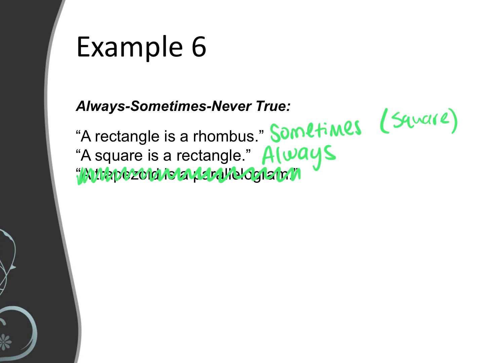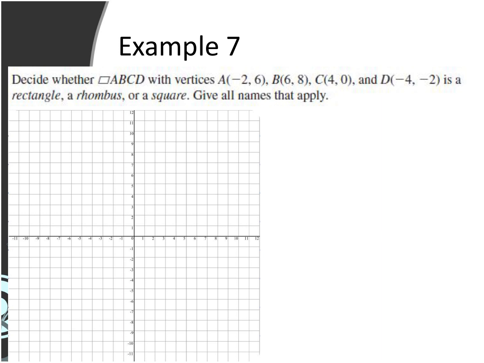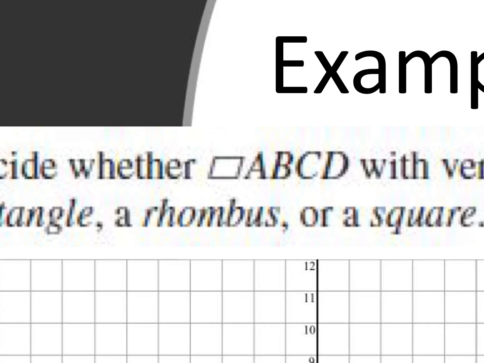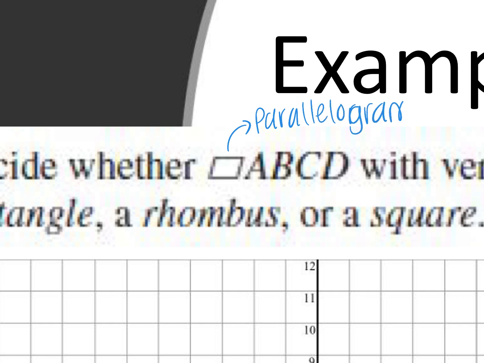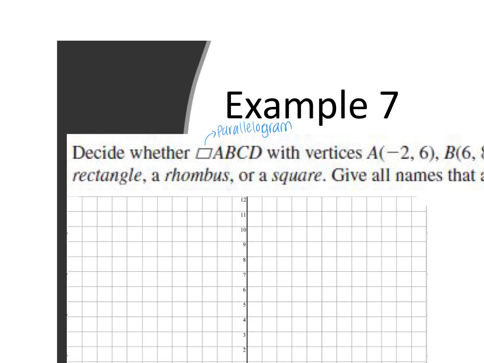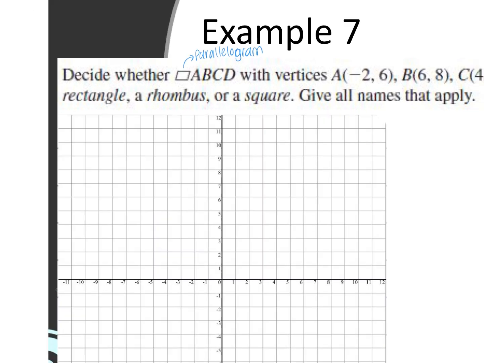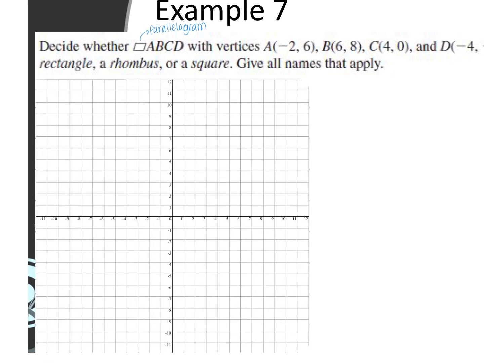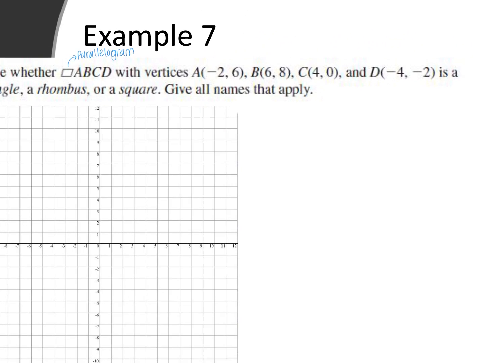And the last one, example 7. This is a coordinate problem, okay? So we're going to decide whether, what does that symbol mean? Parallelogram. That's very important for this problem, okay? We're going to decide whether the parallelogram ABCD, after we graph it, is either a rectangle, a rhombus, or a square. And we're going to give all the names that apply.